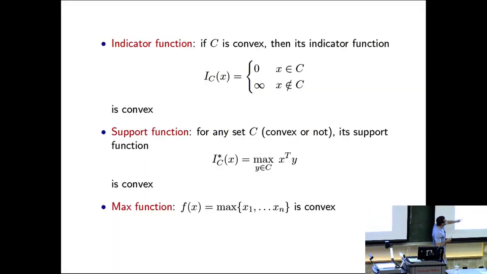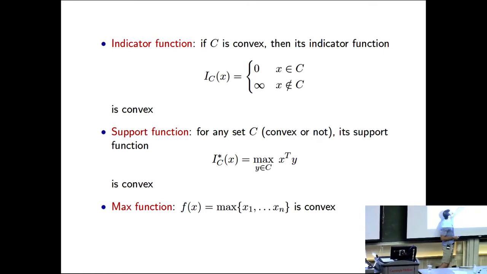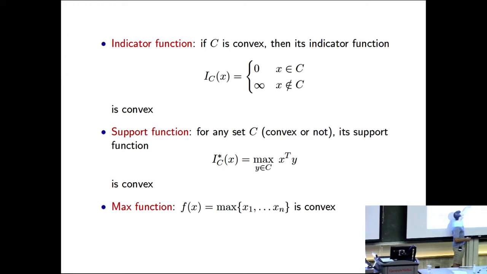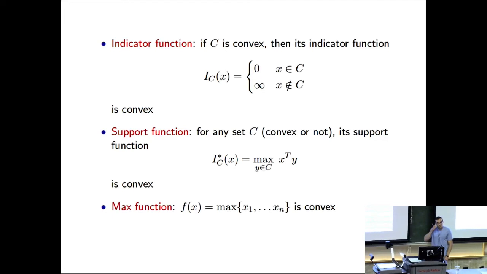The support function, which I'm writing in a way that suggests it's related to the indicator, which we'll see much later in the class, I star of C, is actually the maximum inner product I can make with x out of any point in C. So it's the biggest x transpose y, such that y is in the set C. That's always a convex function, regardless of whether C is convex or not. Something that you should check from the definition. It's kind of interesting that we don't have to worry about convexity for support functions. And the max function, say the max of x1 through xn, is also convex, also follows from the definition.